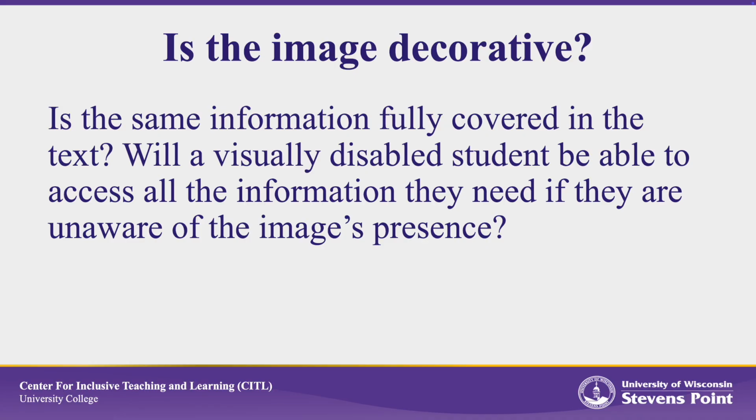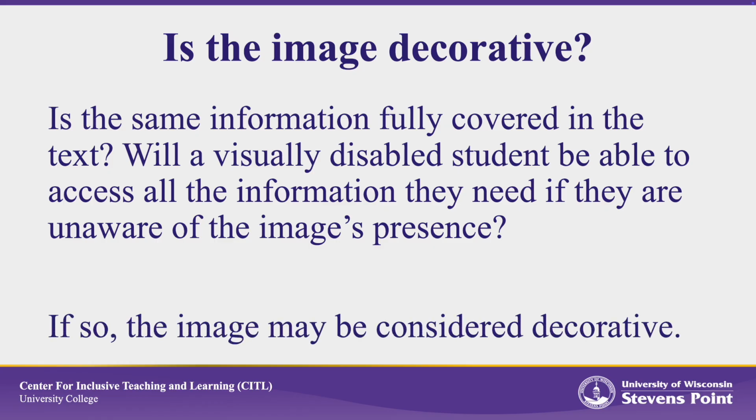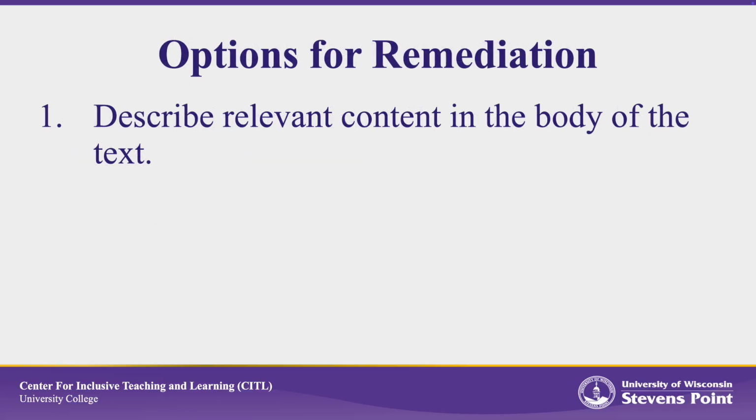If the information presented in the image is fully described in the text, such that a visually impaired individual who is unaware of the presence of the image will miss nothing of relevance, you can label the image as decorative. If the image is not decorative, that is, if it presents some novel information not available elsewhere in what you're providing to the students, there are three basic ways to make complex images accessible, and each of them involves conveying the key information in the image in the text somewhere.